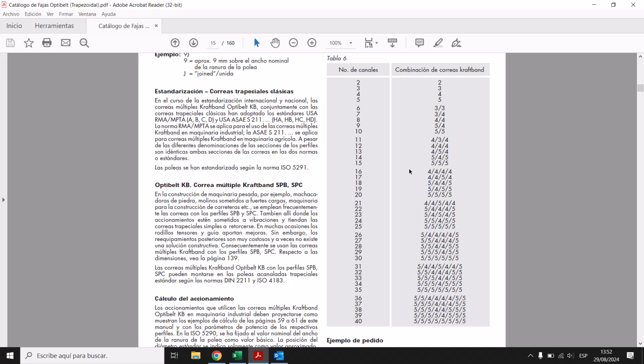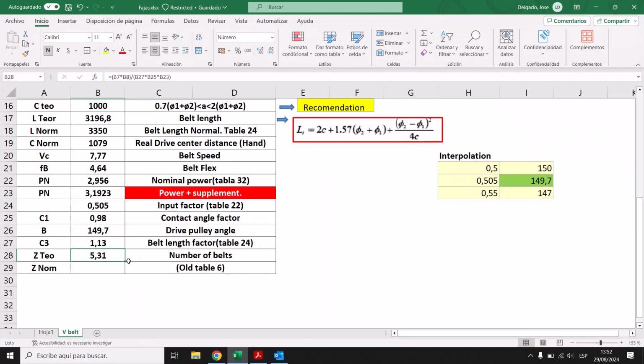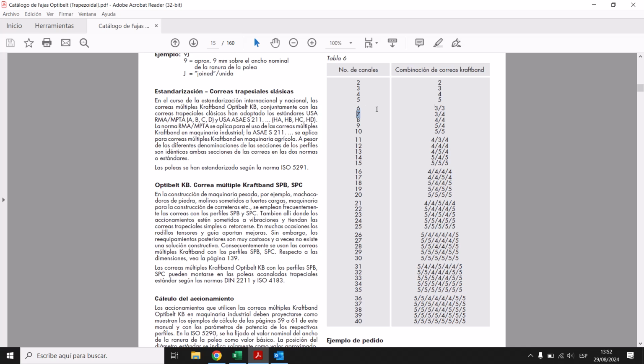In our case, we don't have 5.31. We have 5, but remember that you should always go over this number. So in our case, it's 4 seats. So how we should combine it is 3 and 3. If you have a number of pulleys, maybe 40, this is the combination of belts that you should buy. This is how you're gonna buy your belts.